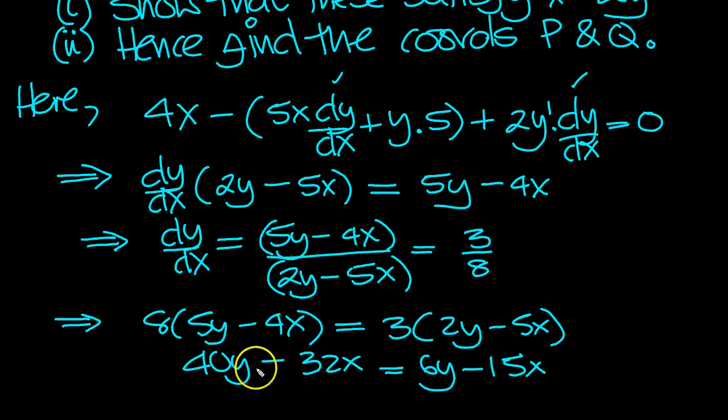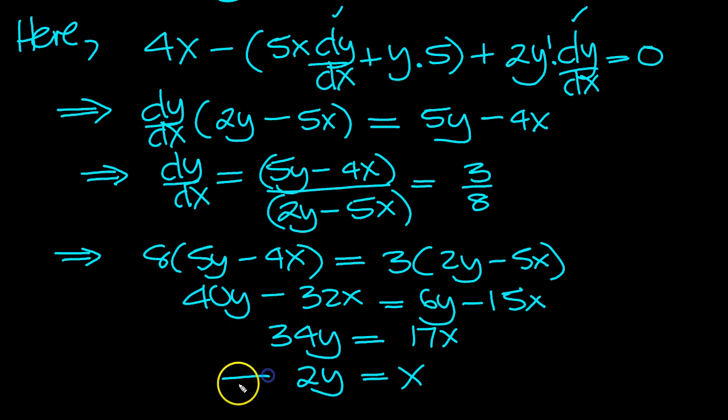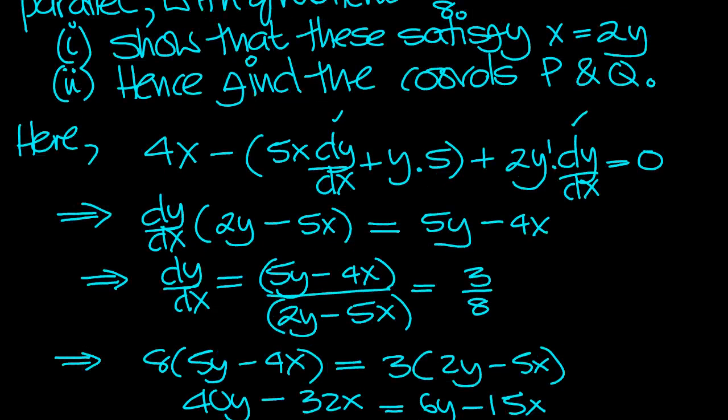So move the y's over here. 40 minus 6y is 34y. And then move the 32 over. Plus 32 minus 15 is 17x. So 2y is equal to x, which is what we wanted to show. Okay, good. So 2y equals x, or x equals 2y. Hence find the coordinates of P and Q.